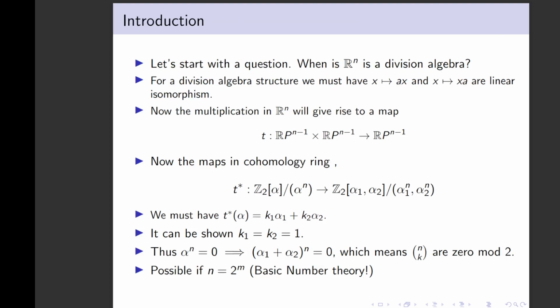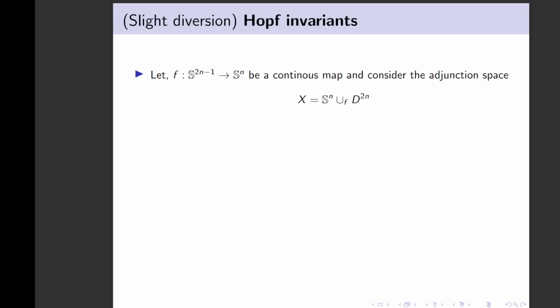For that, I will introduce the notion of the Hopf invariant. For the Hopf invariant, consider a map f from S^(2n-1) to S^n, that is a continuous map. Now we will consider this adjunction space. I think everyone taking a course on topology is familiar with the adjunction space.